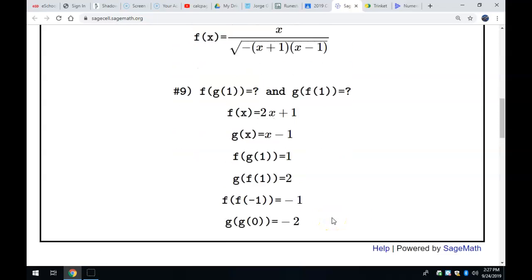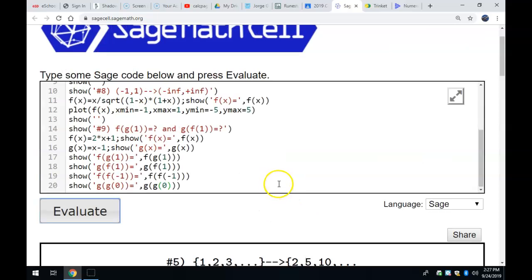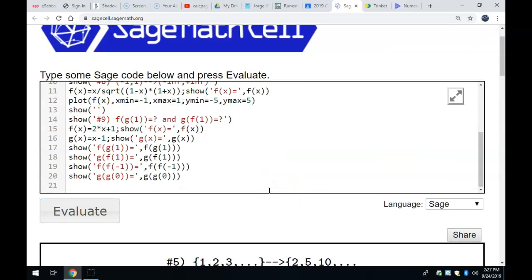All right, and 10. 10 is saying, is this a true statement? Can you show that this is a true statement?